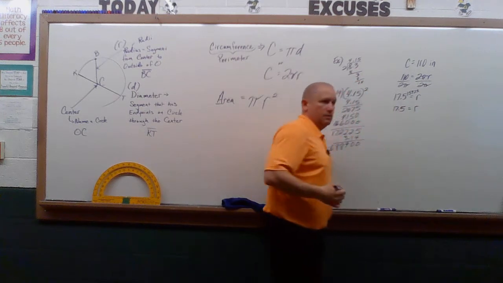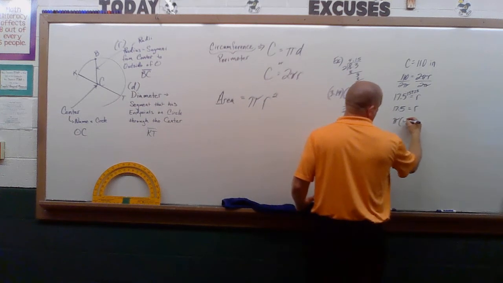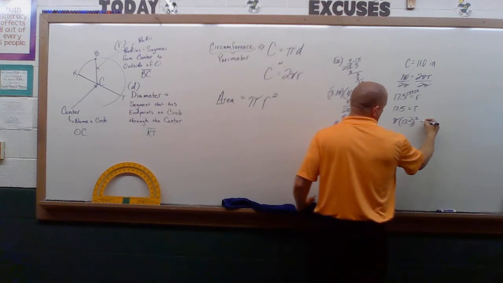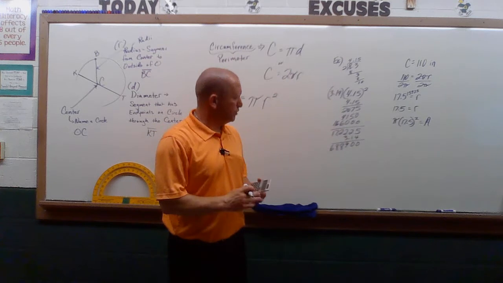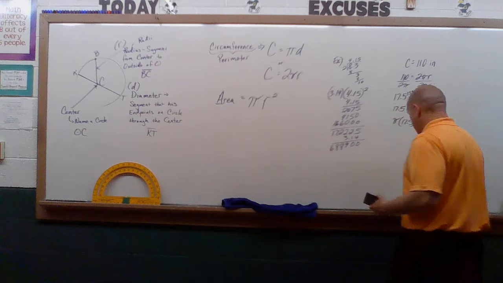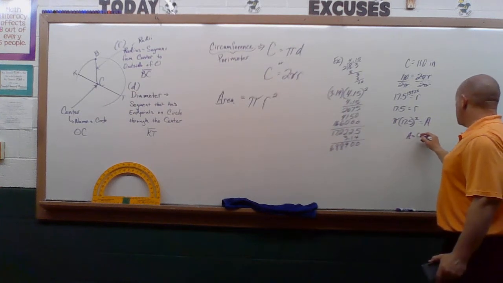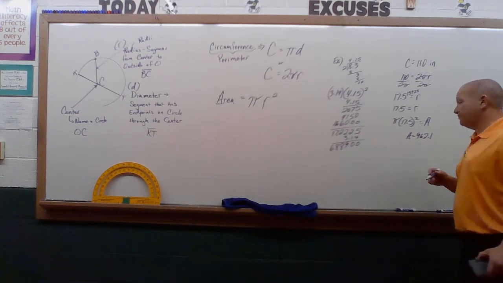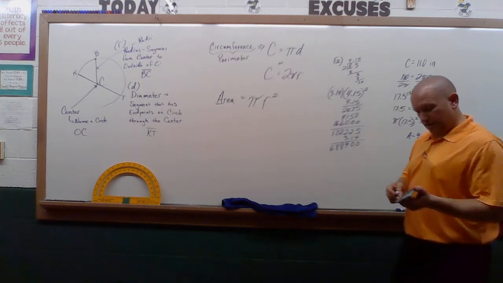So let's use 17.5 here, which is equal to r. Now we're going to do pi times 17.5 squared to get my area. Okay? So punch it in your calculator. It's going to be a big number, right? The area is just about always going to be bigger. I got 962.1. 962.1 what? Inches squared. Perfect.